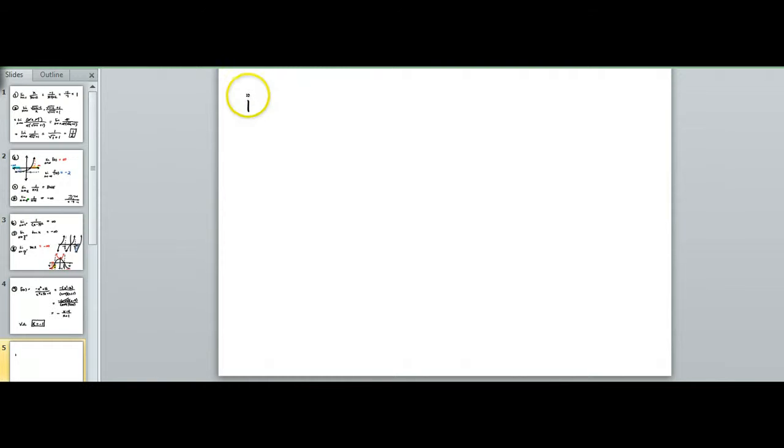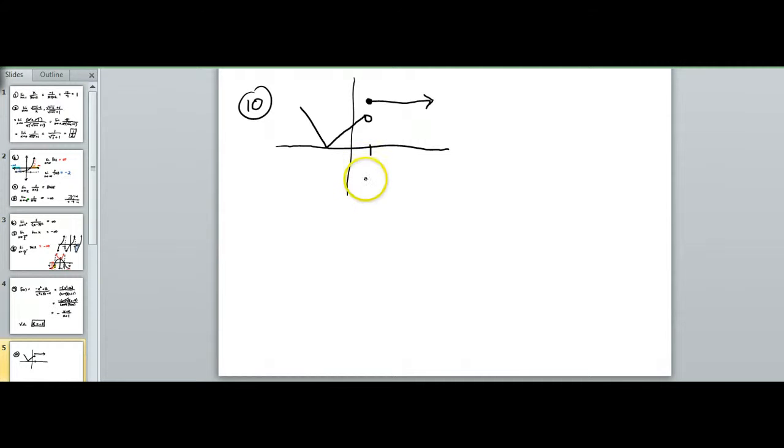Alright, 10. Find all points of the function where it's discontinuous. So we've got that absolute value shape, and then we got a hole right here, and then a closed dot, and a horizontal line. Okay, this is on the x-axis. There's our y-axis. Alright, and then this is at positive 1. Okay, so find all points where the function is discontinuous. It's discontinuous when x is equal to 1. Alright, just looking at the graph, that's where the gap is.